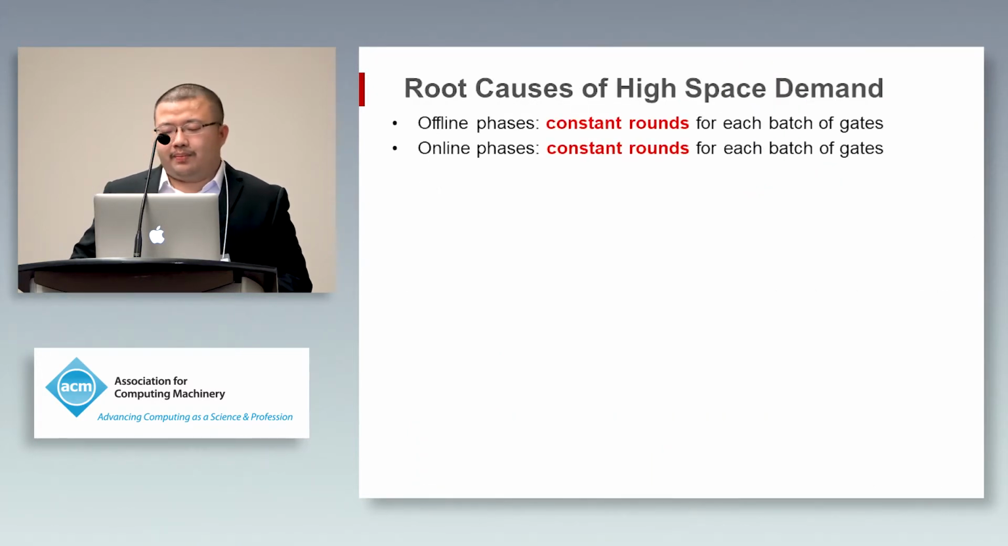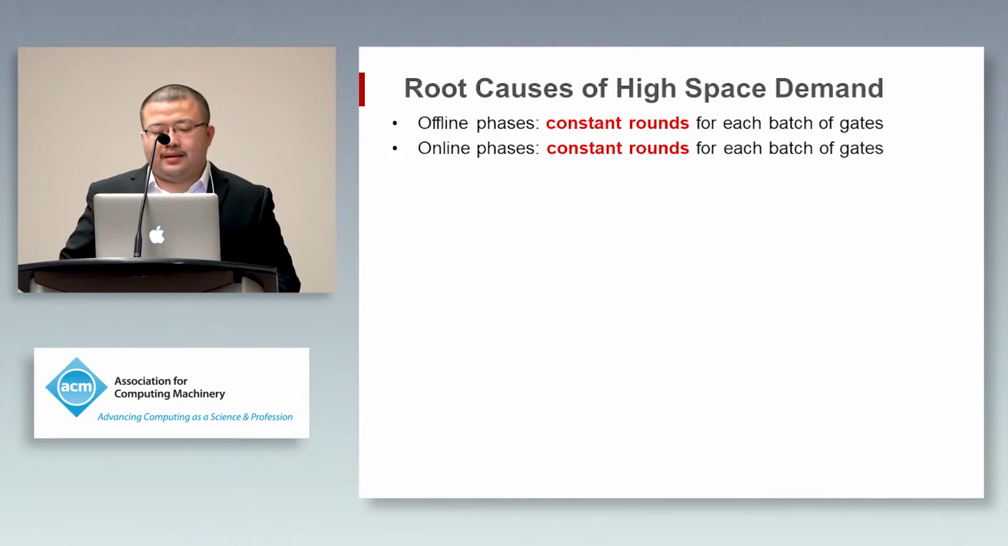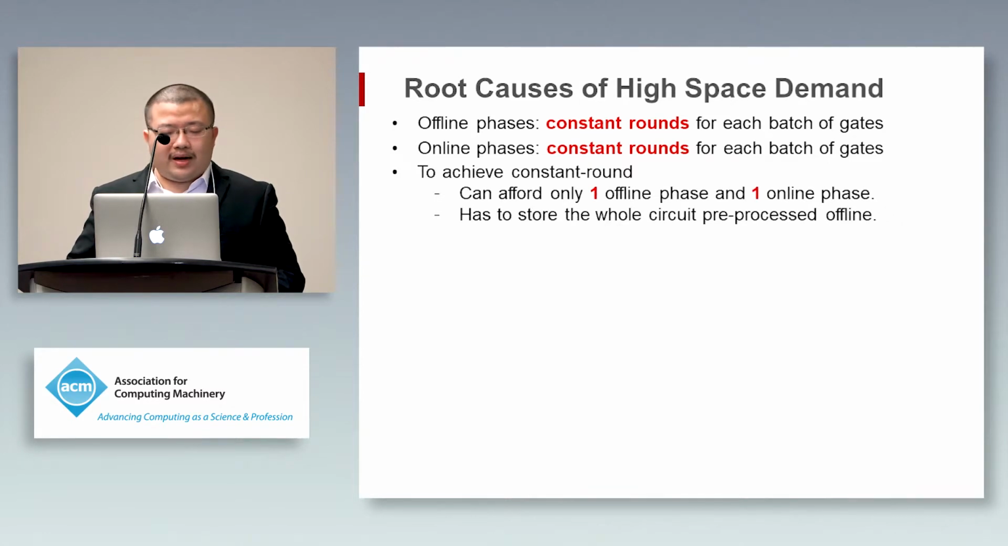So why would constant-round protocols take so much space? Well, in the actively secure scenario, processing each batch of gates requires a constant round in the offline setting. So does the online phase. To achieve the constant-round property, one can only afford one offline and one online phase. That implies that one has to store the whole circuit as processed offline.